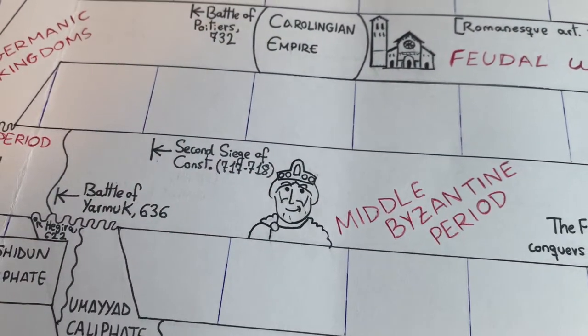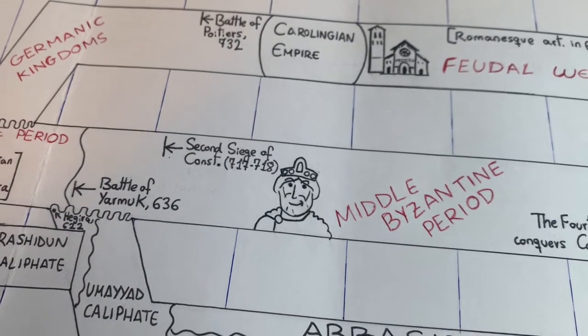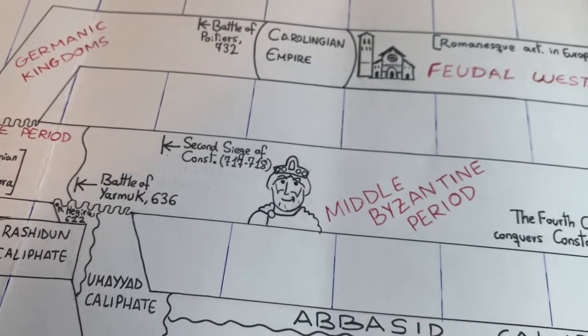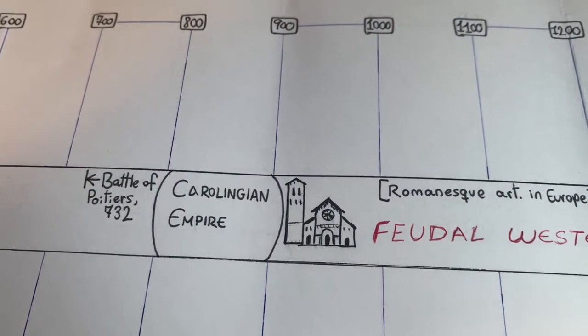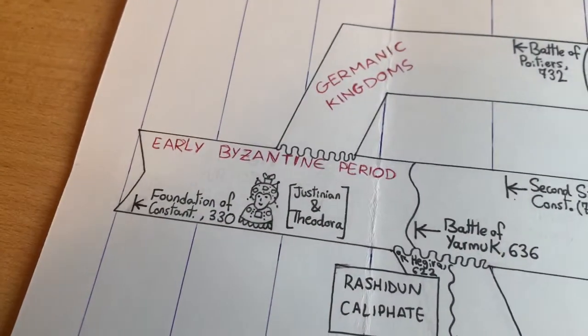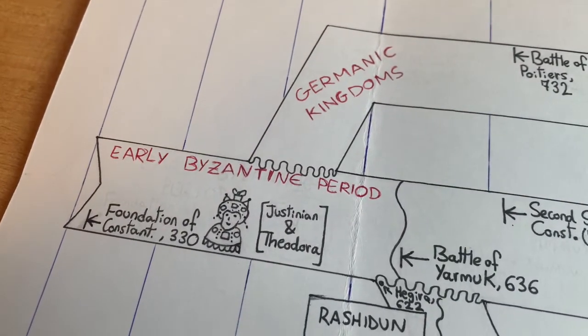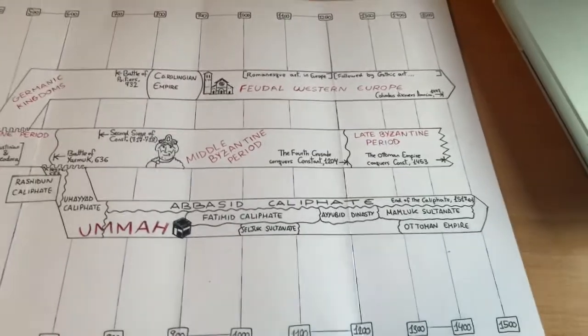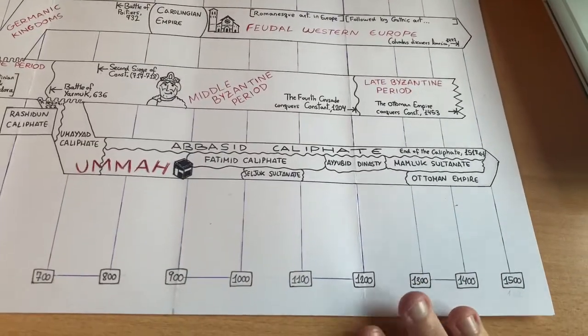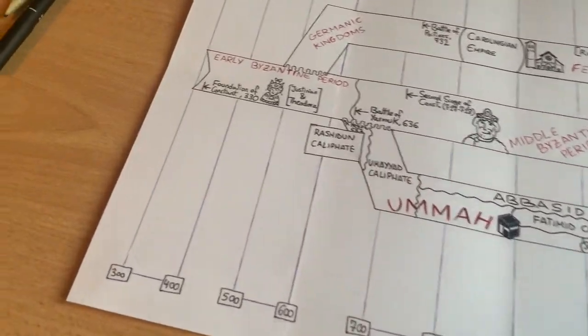This is a Byzantine emperor inspired by an illustration we have in the Middle Byzantium presentation. This is the front of a Romanesque church. And I also added Empress Theodora here, a little drawing. So I added a few decorations. You can do it or you can just leave it without decorations. So you see what I did.